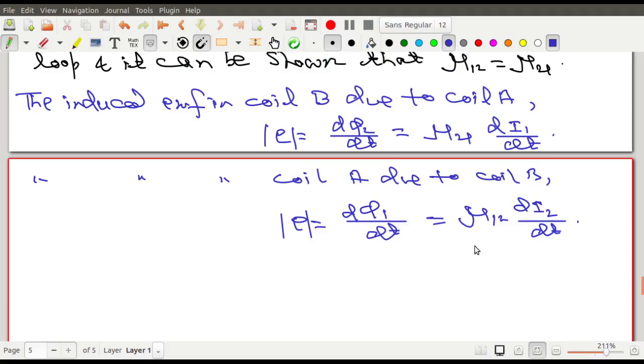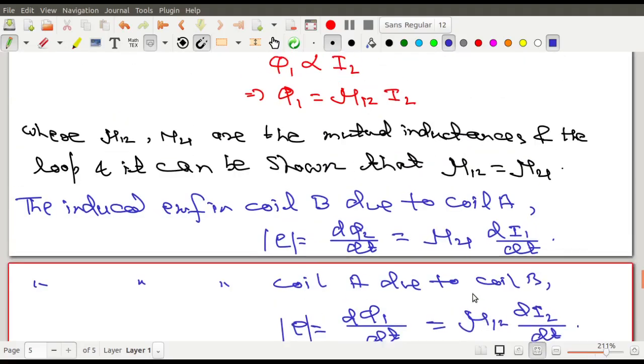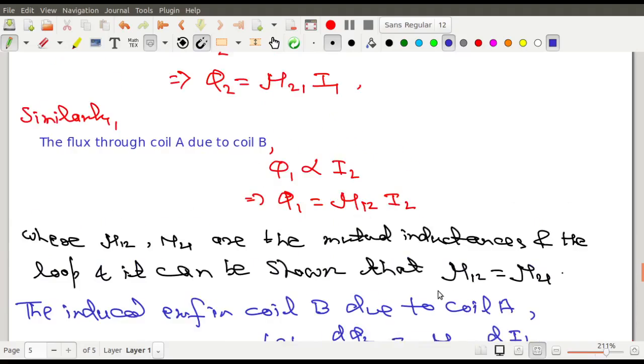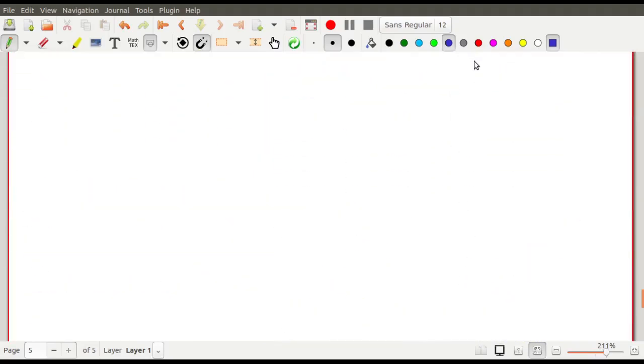This is how we get to know about mutual inductance. This is how we come to know about the mutual inductance, and this is how we define M21 and M12. And it is also possible to prove that M12 and M21 are equal to each other. Let us now go for the calculation of mutual inductance for simple geometries. Let us try to find the mutual inductance of a few geometries.